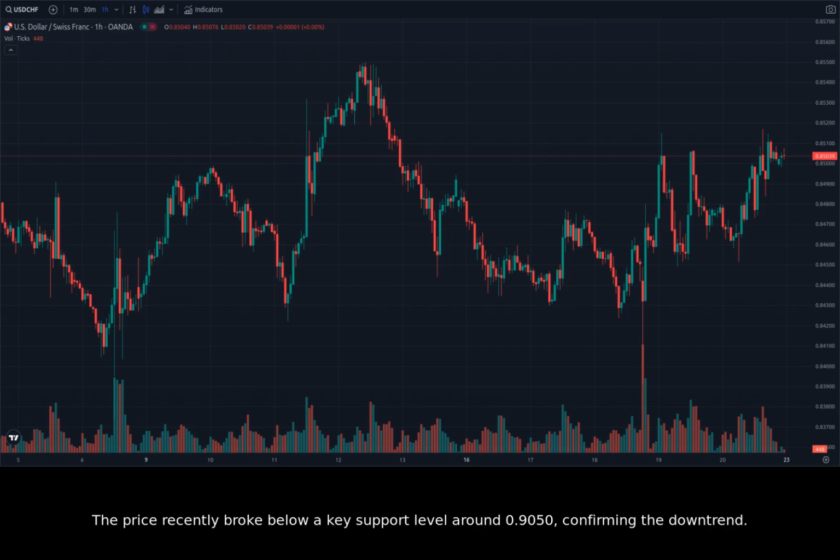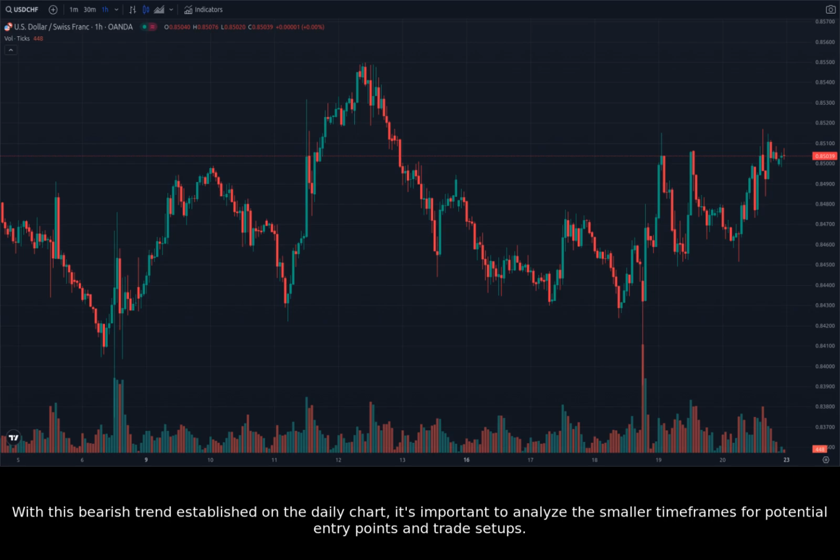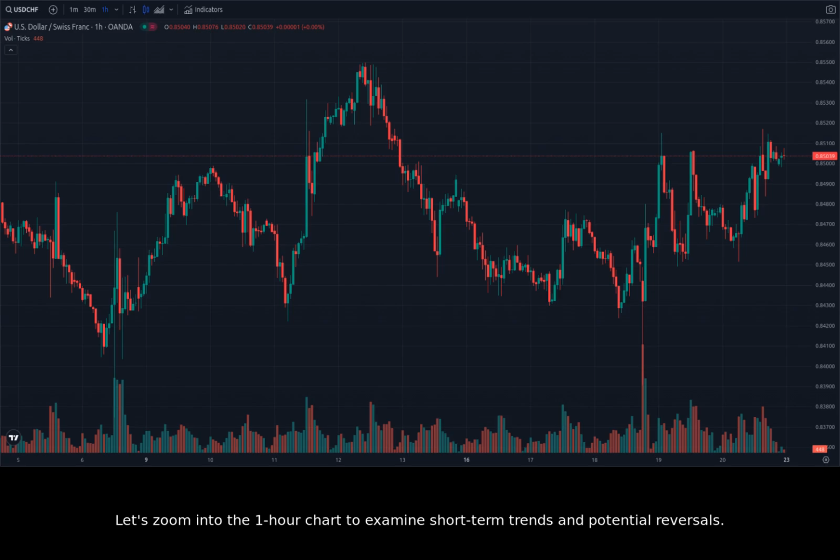The price recently broke below a key support level around 0.9050, confirming the downtrend. This break below support suggests that bears are in control for the short term. With this bearish trend established on the daily chart, it's important to analyze the smaller timeframes for potential entry points and trade setups. Let's zoom into the 1-hour chart to examine short-term trends and potential reversals.